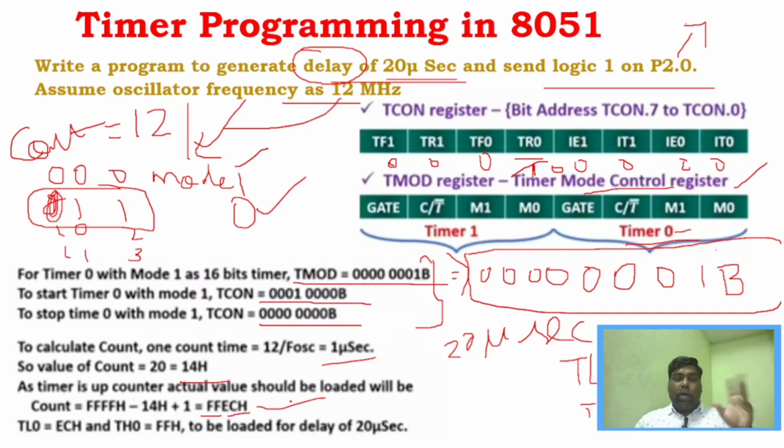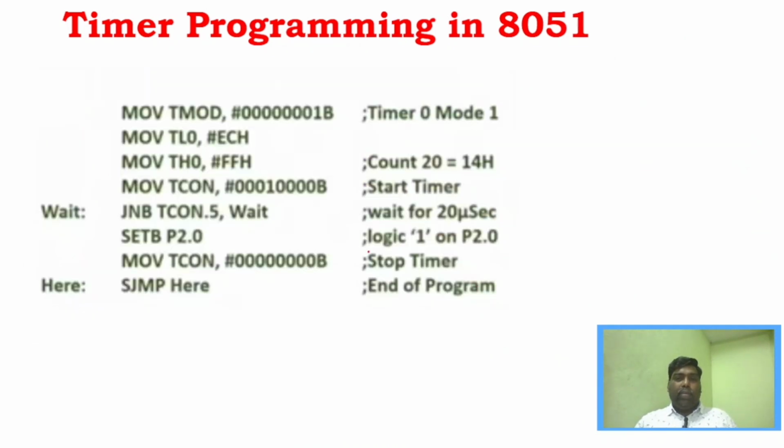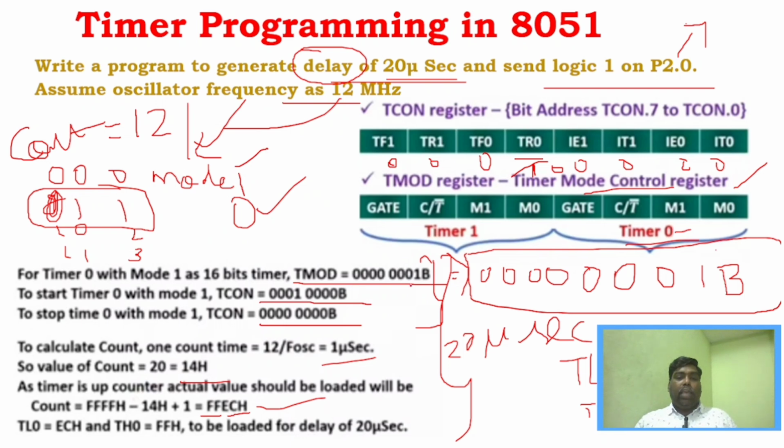Now you understand how we are configuring the TMOD and TCON registers, and how we are feeding the count value. Now whatever I have explained in theory, I am going to write as a program here. You know that I am going to use timer 0, so I am going to use mode 1 in timer 0. So I have to configure TMOD, and I am going to use this particular value. You can see here I have used the same value.